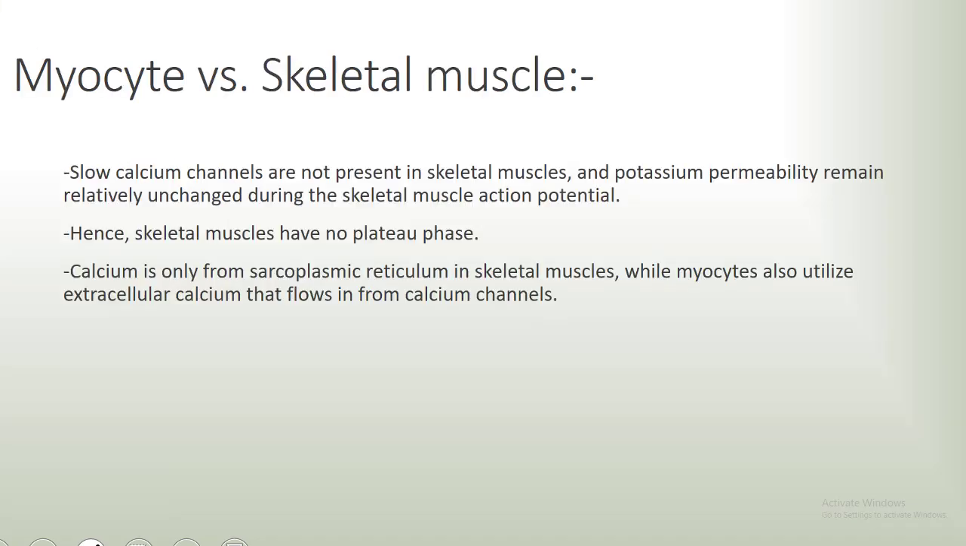And we'll end this with just a few points of difference between the myocytes and skeletal muscles. Slow calcium channels are not present within the skeletal cells, and the potassium permeability remains unchanged throughout the whole action potential of the skeletal muscles. Therefore, they have no plateau phase. Also, calcium within skeletal muscles is coming only from the sarcoplasmic reticulum, in contrast to myocytes, which also use the calcium that flows from the extracellular space.